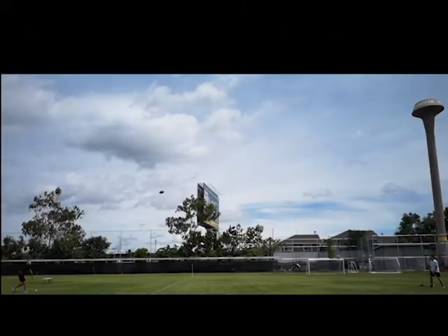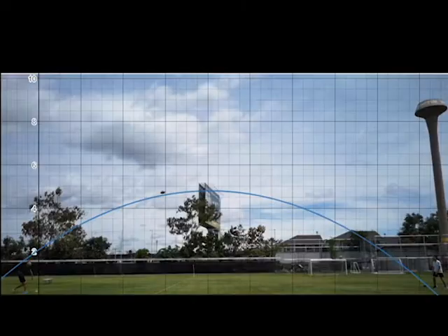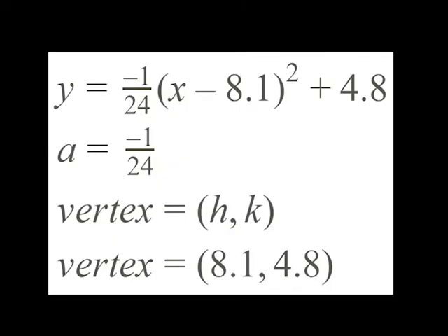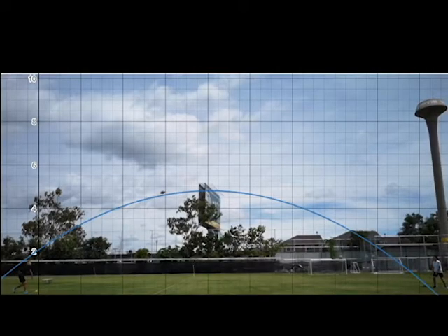By plotting the grid, we can find the equation of the parabola. The equation I found was y equals negative 1 over 24 (x minus 8.1) squared plus 4.8. As seen from the picture, the parabola represents the flight path of the football thrown into the air.